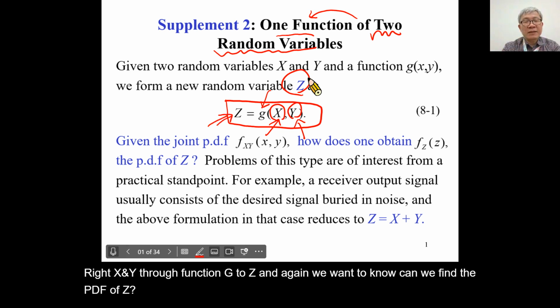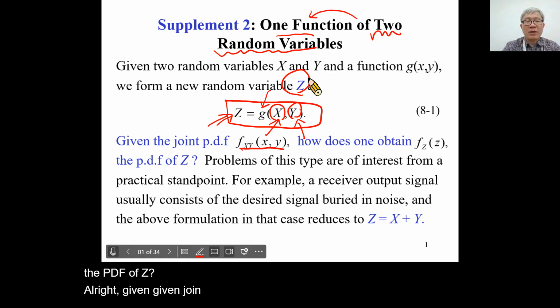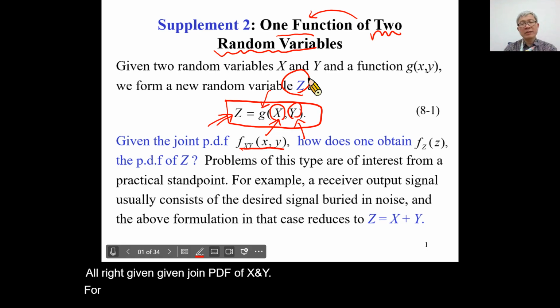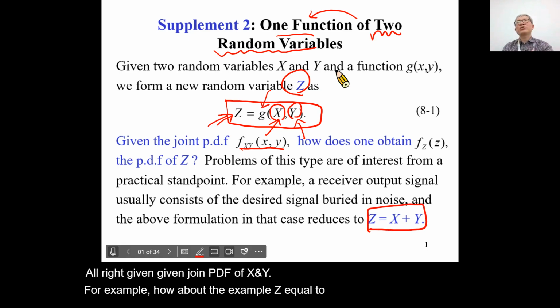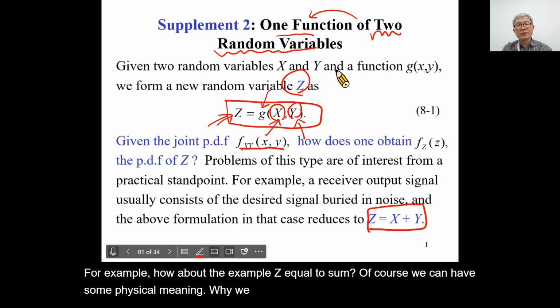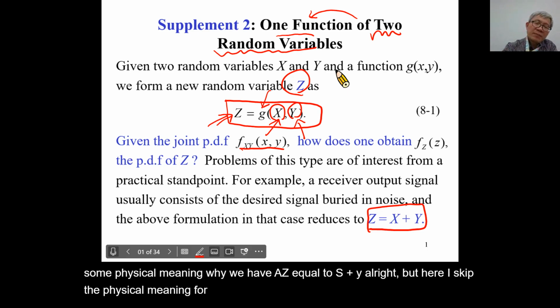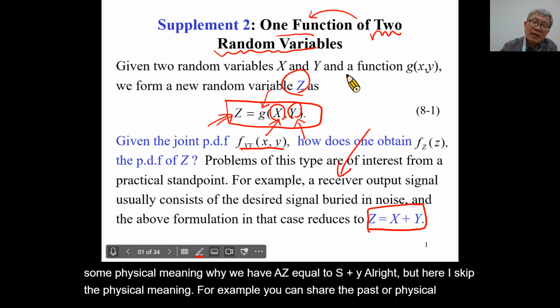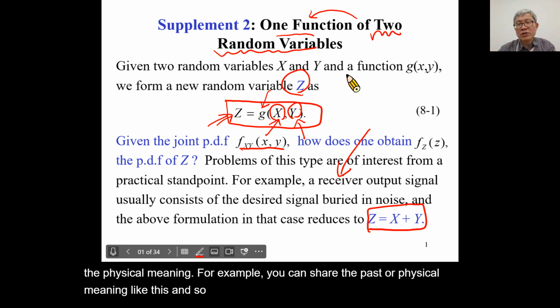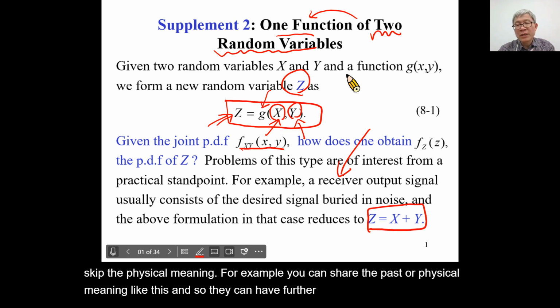Again, we want to know, can we find the PDF of Z, given the joint PDF of X and Y? For example, how about Z equal to the sum? Of course, we can have some physical meaning, but here I skip it. You can check the possible physical meaning, where Z equals the sum of X and Y.